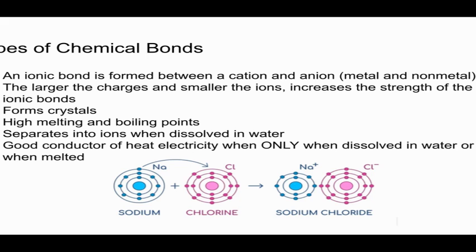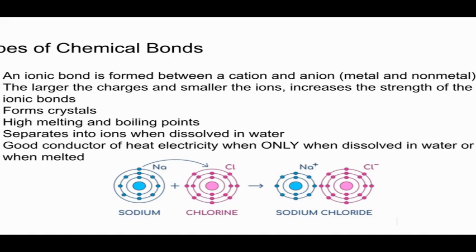They separate into ions when you dissolve it in water. So if I put sodium chloride into water, it separates into sodium and chlorine. They're good conductors of heat and electricity only when they're dissolved in water or when they're melted. So this is an example down here, the picture showing what's happening in an ionic bond.